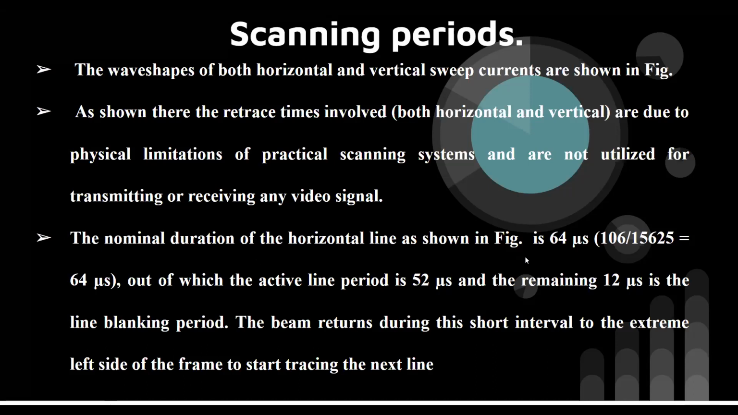The normal duration of these horizontal lines, as shown here, is the main limitation. That is equal to 52 microseconds, and the remaining 12 microseconds is the line blanking period.